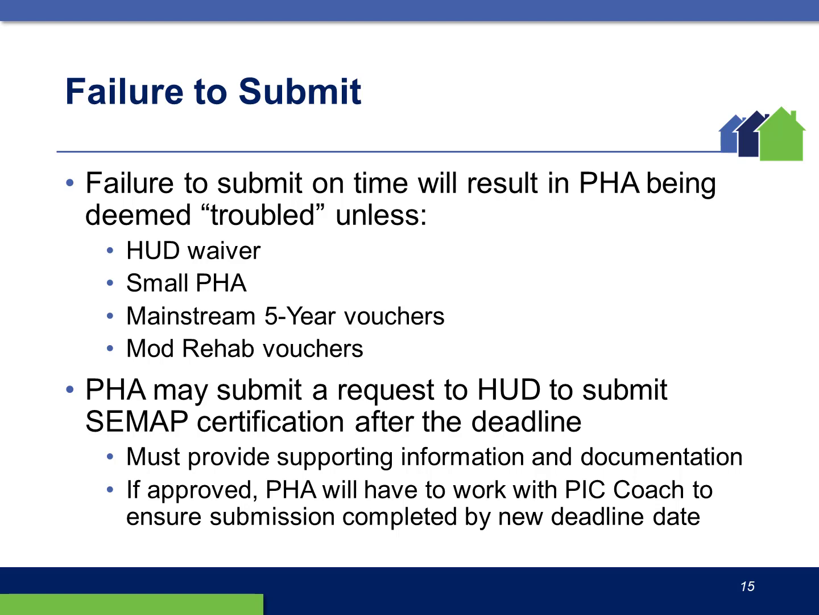PHAs can request a waiver per PIH Notice 2018-16 to submit after the deadline. As part of this request, the PHA must justify the reason for the delayed submission and have supporting documents. This will result in additional HUD involvement, and the PHA will have to work with a PIC coach to ensure submission is completed by the new date.